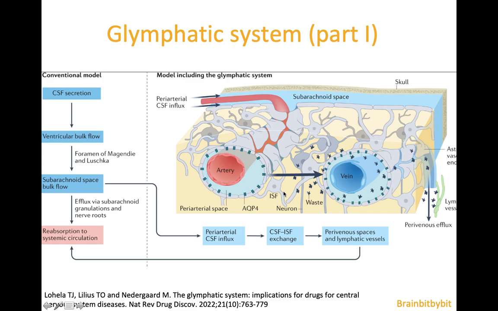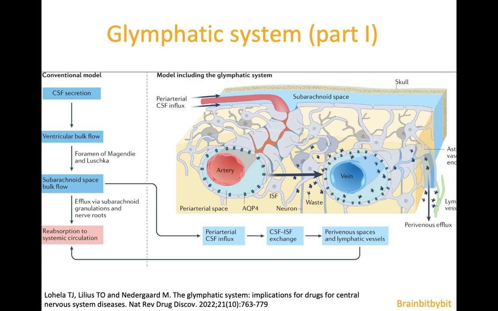There's an exchange between CSF and interstitial fluid. At the venous end of the interstitial fluid, more and more waste has been added to the interstitial fluid, and the interstitial fluid enters paravenous, not perivenous, spaces and lymphatic vessels.